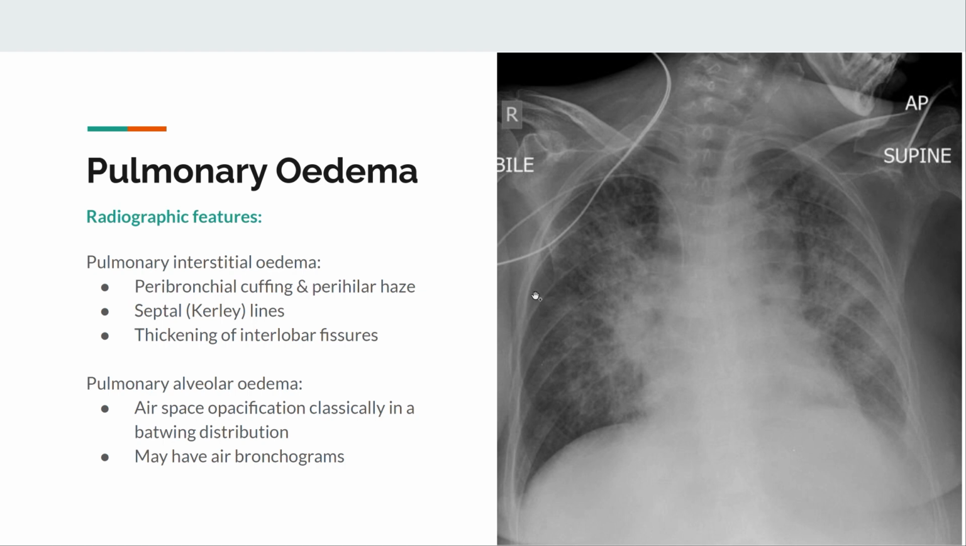This is across all lobes of the lung, so don't get it confused with pneumonia, which is commonly lobar, and you'll see it isolated to one lobe, and it's a very dense consolidation, whereas this is fuzzy and you can still see some black underneath the haze.